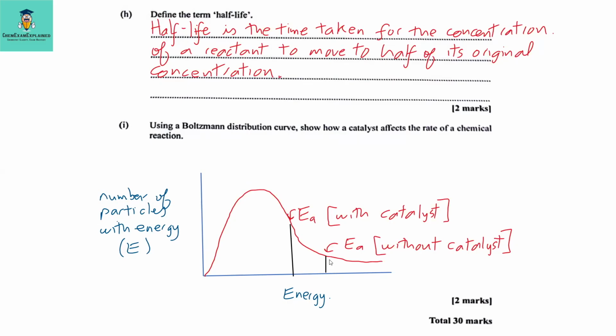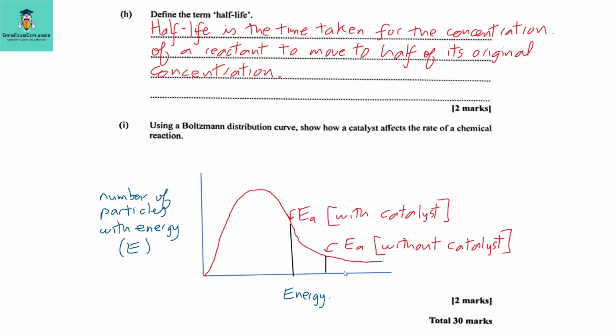So in the first instance, this line represents the activation energy without a catalyst. It means that all the particles below this line would not be able to form products without overcoming the energy here. So all the particles above this line reach the activation energy, therefore they can produce products. All the ones below, the energy is not sufficient to overcome the energy barrier.